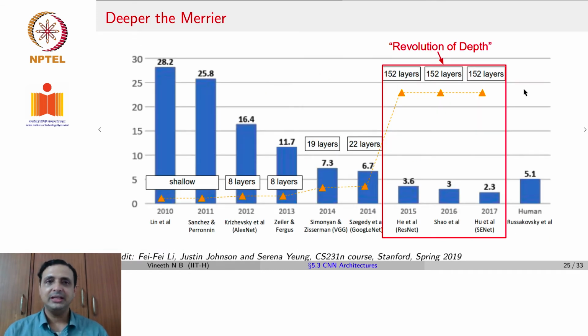So as you can see, each year since 2012, the networks got deeper and deeper and deeper. So the obvious question the researchers in the next year had was, how far can we take it? And they took it to about 150 layers, which we will see in a moment.